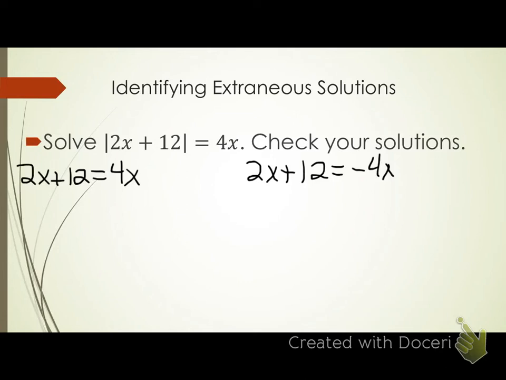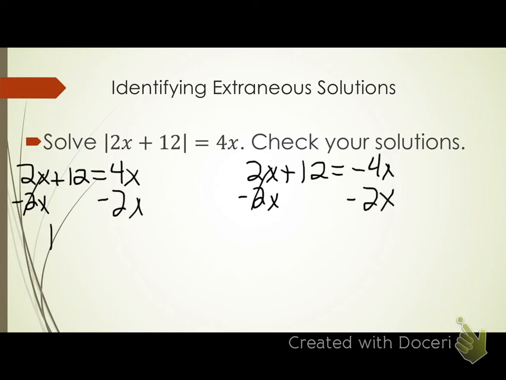Second step, what's my next step when solving equations with variables on different sides? Collect my variable to one side of the equation. So how am I going to do that here? Subtract 2x from both sides. It's a positive 2x, so I have to subtract it on both equations.